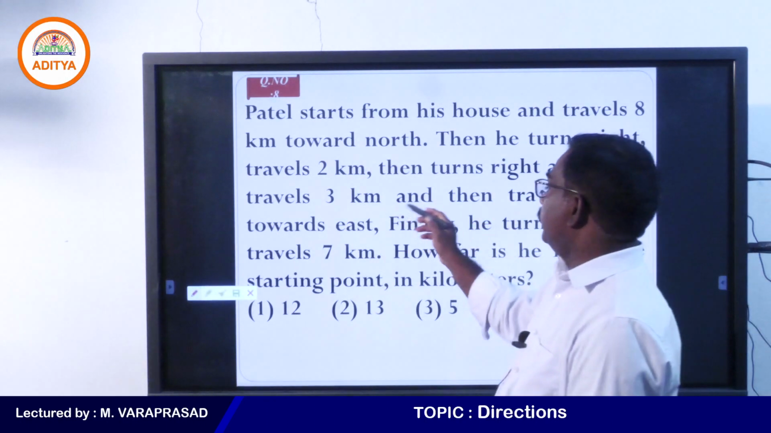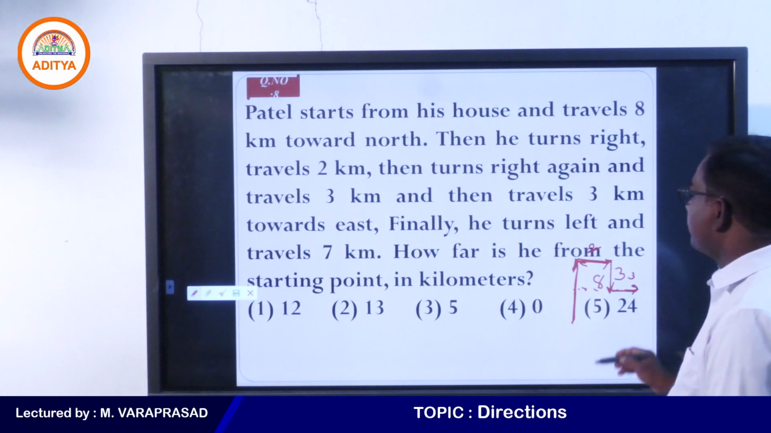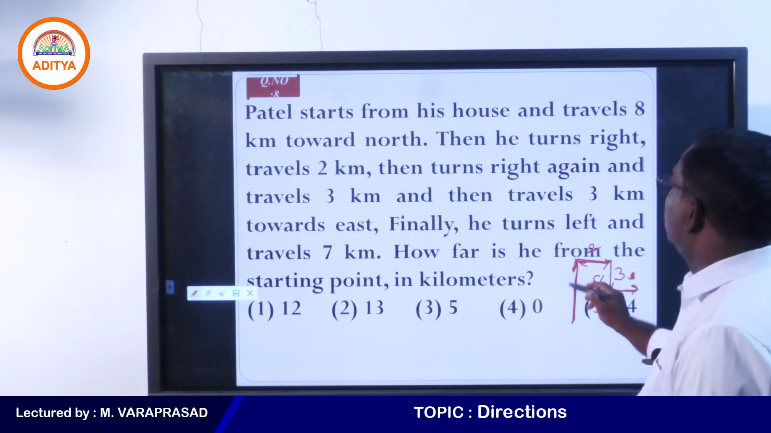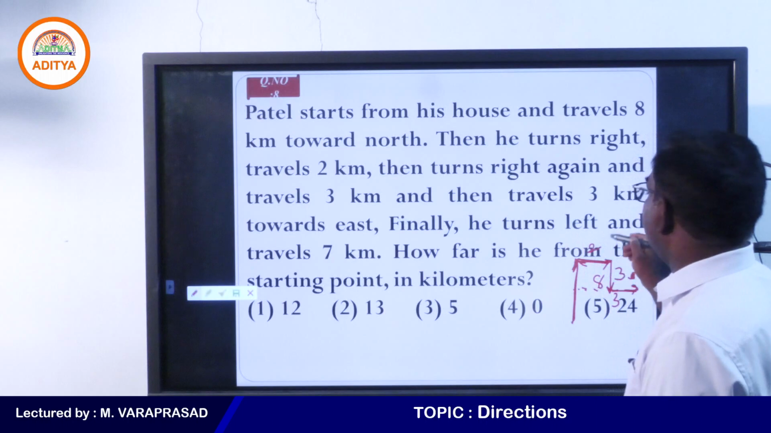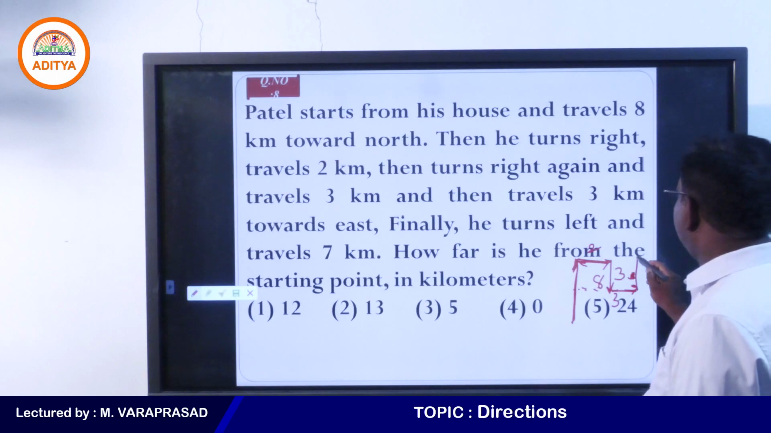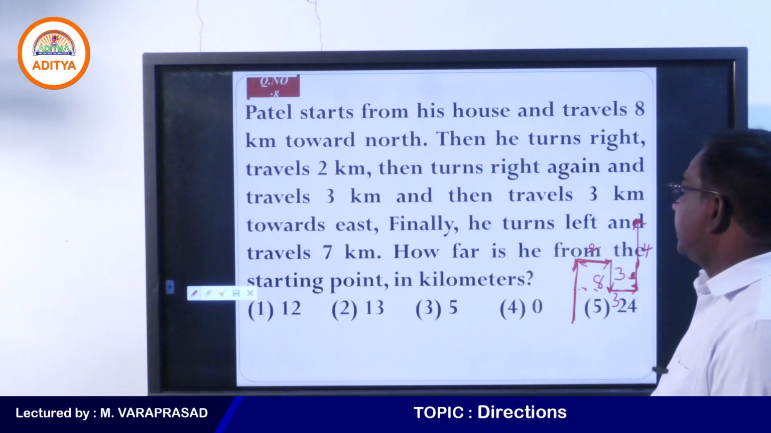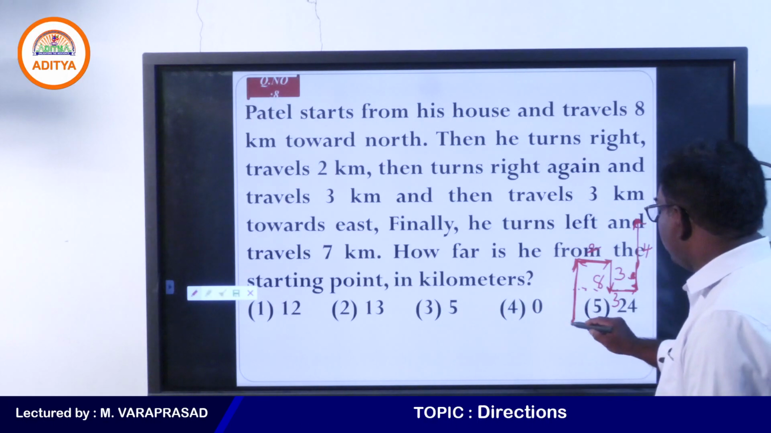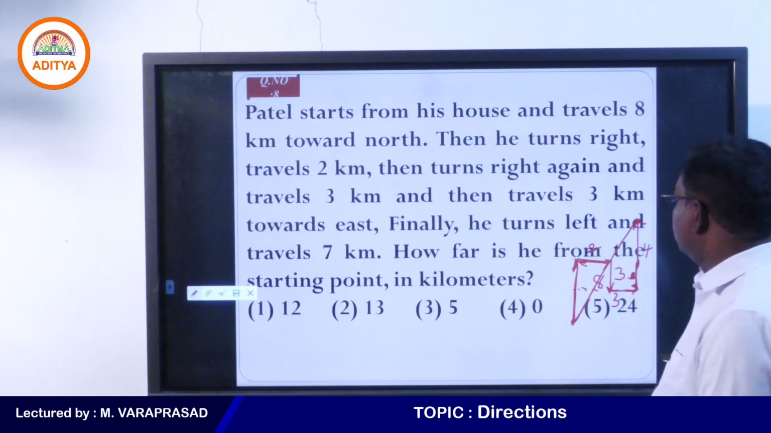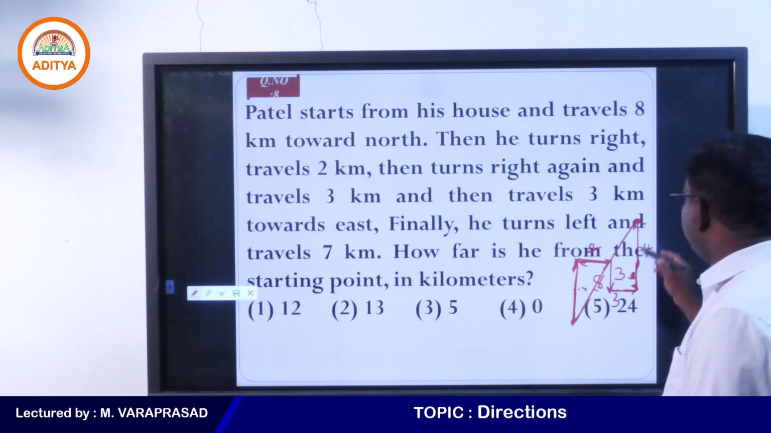Turns right and travels 3 kilometers towards east. And finally turns left and travels 7 kilometers. This is 3 and remaining 4. Now he is asking how far is he from the starting point. What is the distance here, from the starting point? So this is 3 and this is totally 7, total distance is 7.